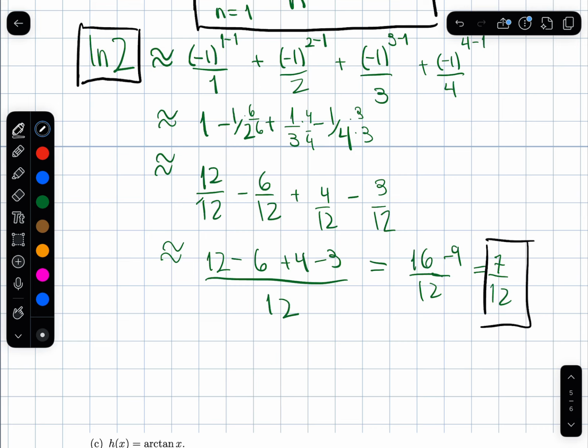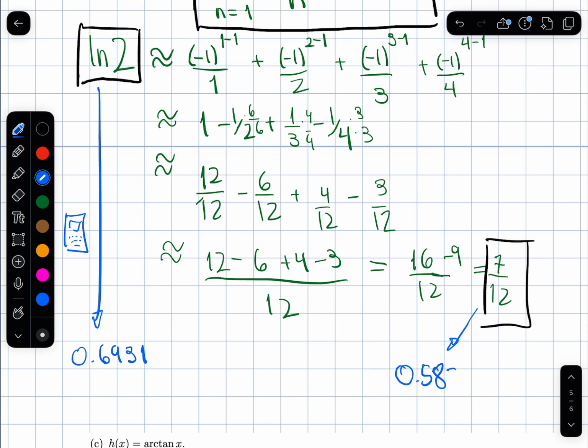If I calculate the natural log of 2 directly on my calculator, it would be 0.6931 more or less. And if I calculate this side, 7 over 12, I will get 0.585833. So it's kind of far away, but what happens is that you get closer and closer.